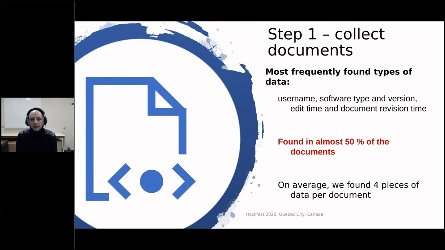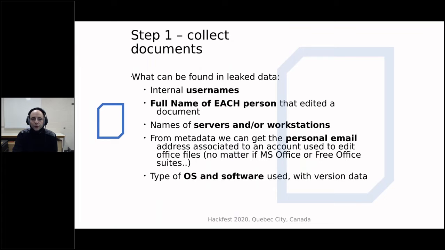Because the most basic piece of information that we have is that almost all the pieces of data have been leaked. They contain either a specific software type, an internal username, and the revision times. And these are very useful because once you know the username and the software, you can start building targeted attacks. So in many cases we also have the full name of the person or the internal names of servers and workstations. And the email, we get sometimes the internal email and sometimes the public email.